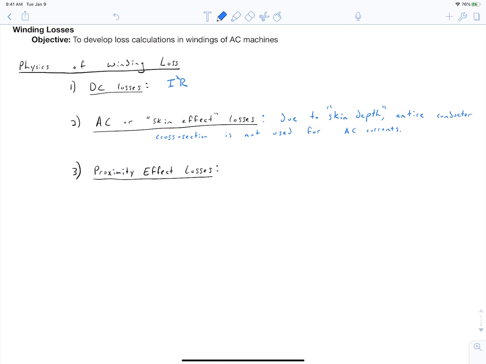A way to mitigate the problem is to use thin enough gauge wire for the frequency of currents that you're using so that the skin effect is negligible. That means that the entire cross-section of the conductor is effectively used. And mostly when we'll be considering losses in our windings, we're going to assume that we're using a thin enough wire so that we don't have to worry about the skin effect.